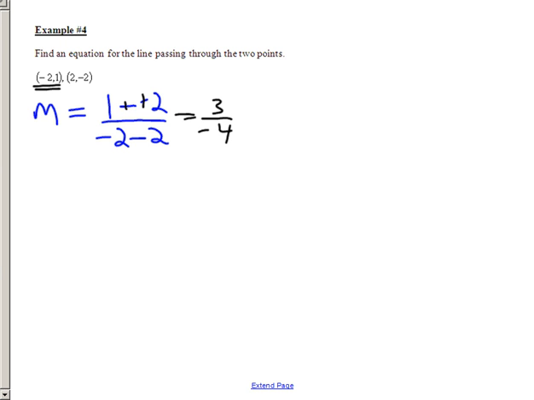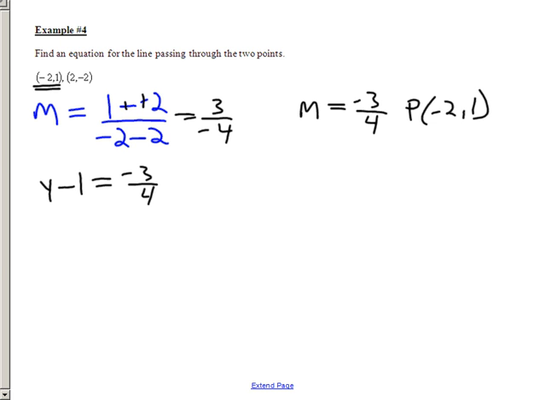I use my slope, which is negative 3/4, and the point negative 2, 1. And we plug it in point slope form. Y minus the y coordinate equals the slope times x minus the x coordinate.